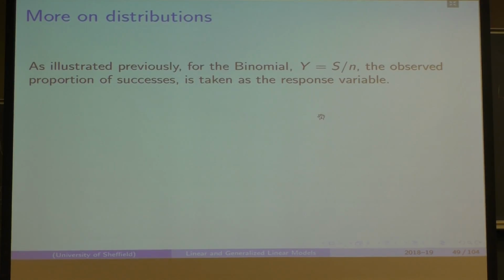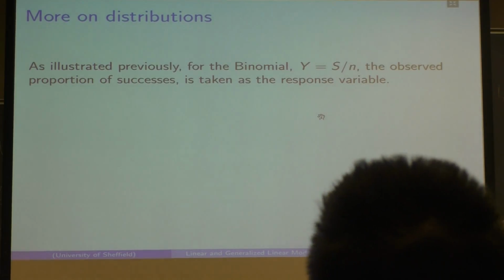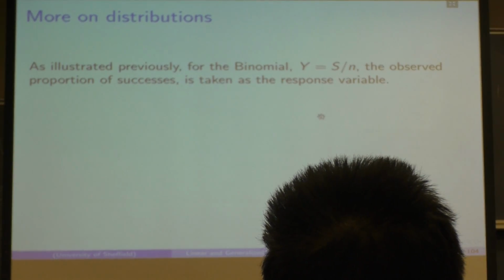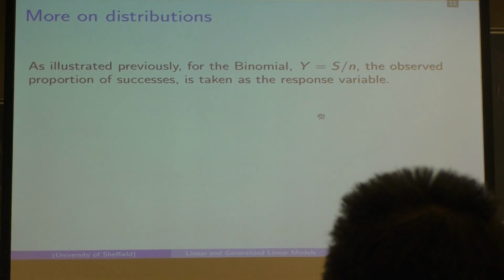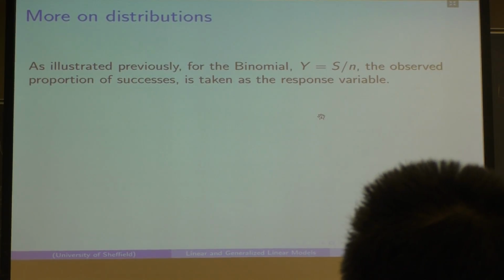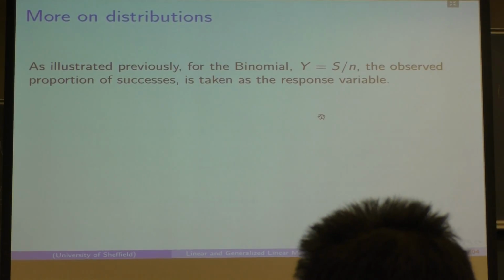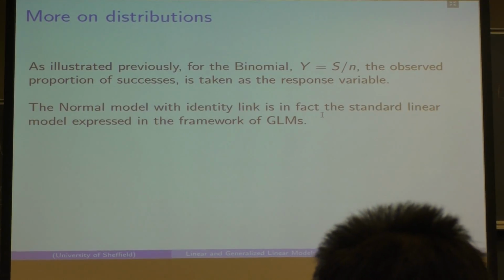Okay, as we've seen, we don't actually take the binomial value itself, the number of successes, S. Instead, we take the proportion of successes, S over N. Okay, so that's what we take as the response variable for a binomial. So a little bit about the other distributions.